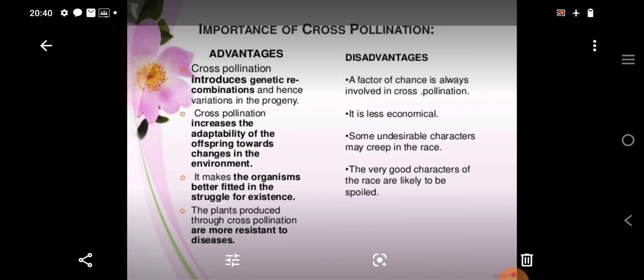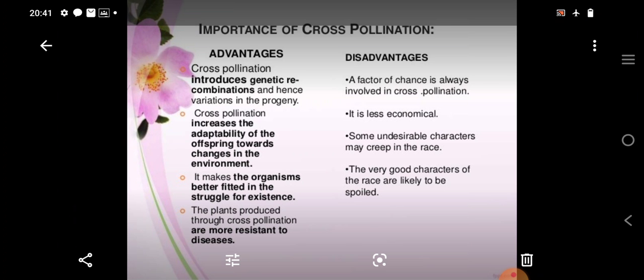Finally, I am going to discuss the advantages as well as the disadvantages of cross pollination. Initially I am talking about the advantages. Cross pollination introduces genetic recombination and hence variation in the progeny. Since we know that the gametes are coming from two different plants, definitely they will cause variation, and variation causes evolution. ठीक है, and the second point is, cross pollination increases the adaptability in the offspring toward the changes in the environment.